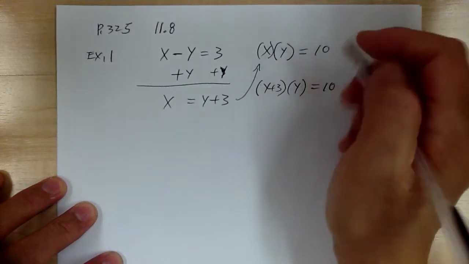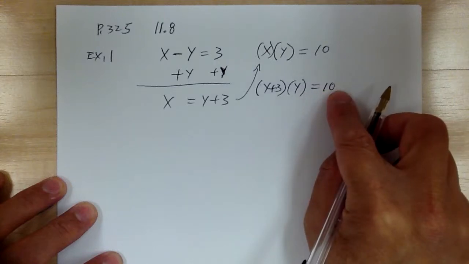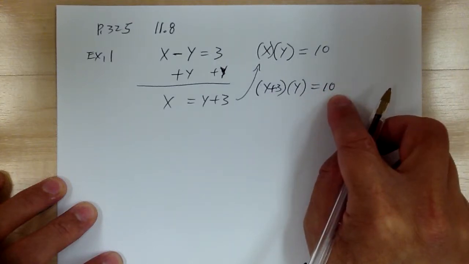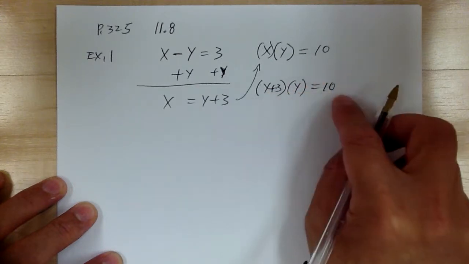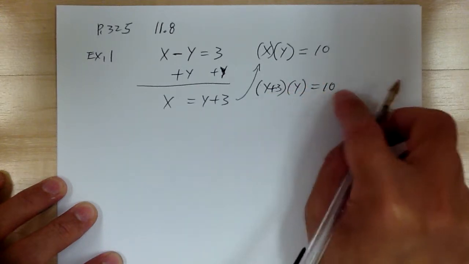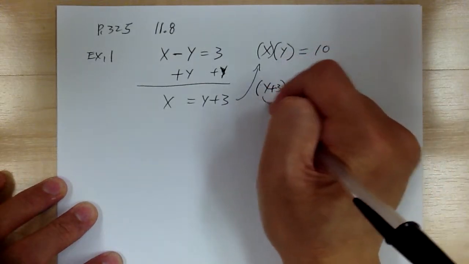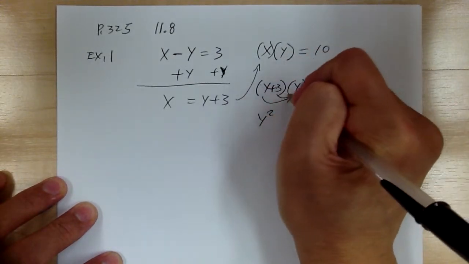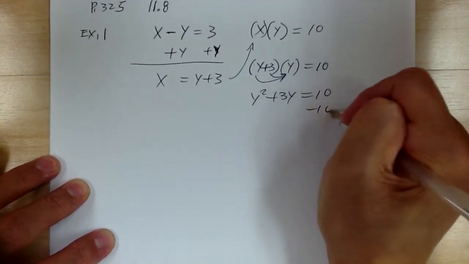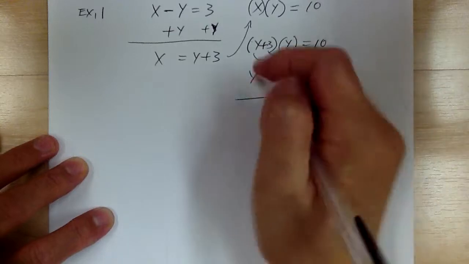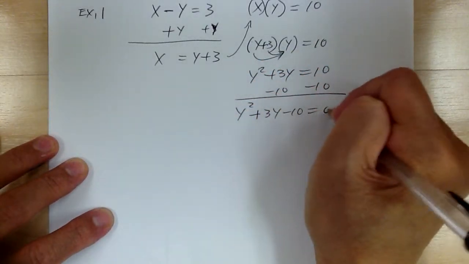Okay, so now this factoring is no good. This is factored, but it's no good because it's equal to a number. You have to have it equal to 0. Because it's not equal to 0, you have to undo the factoring and then minus 10 to set it equal to 0. So that's going to distribute. You're going to get y squared plus 3y equal to 10. Then you minus 10 on both sides. So you're going to get y squared plus 3y minus 10 equal to 0.